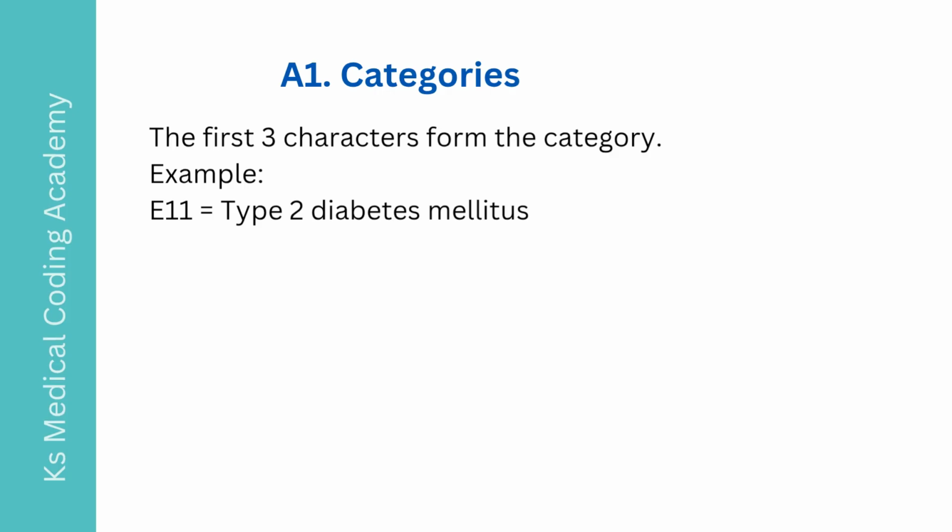Categories. The first 3 characters form the code category. For example, E11 indicates type 2 diabetes mellitus. Think of the 3-character category as the broad diagnosis family.